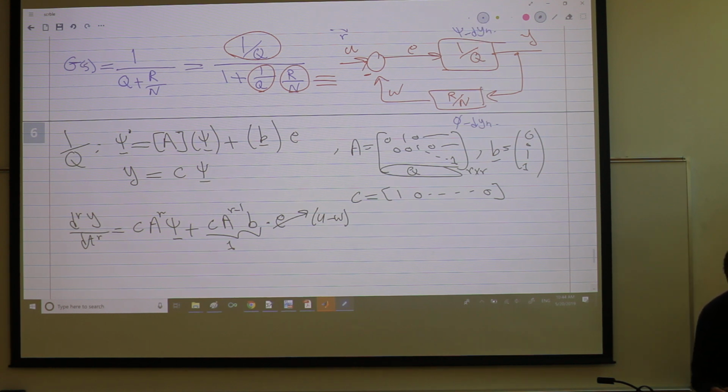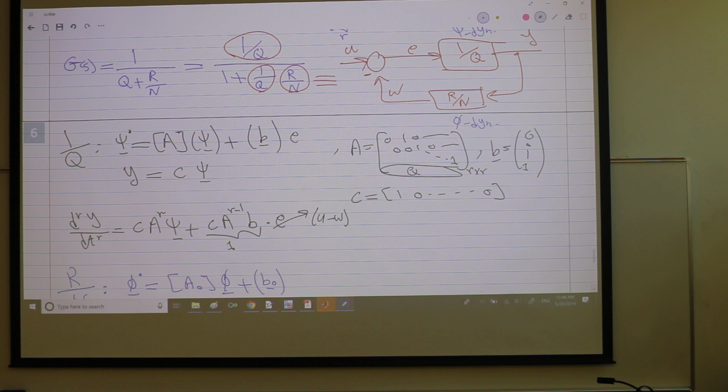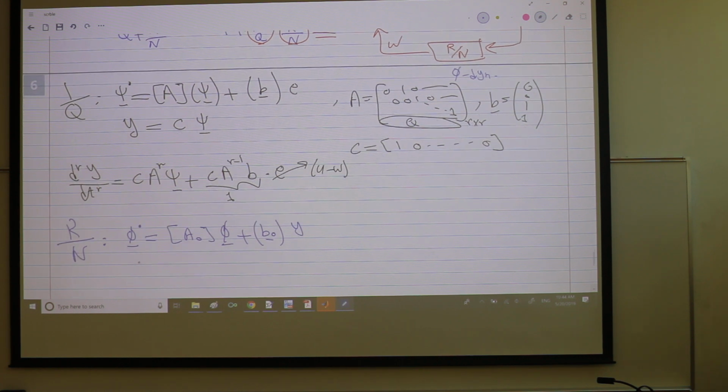Okay, let's do the realization together for the r over n. So let's do it, please. Phi dynamics, phi dot is some A matrix, I'll call it A naught, times the phi, plus some B matrix, B naught, times its input. What is the input to this block? Y. Y, very good. And its output, the output of this block, is just W, so it's some C times the states, okay?